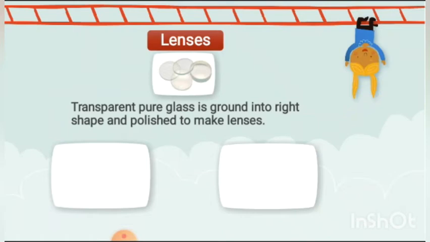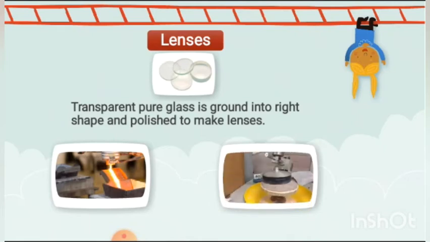How do we make the lens? Transparent pure glass is ground into the right shape and polished to make lenses. So first of all, what do we have to take? Pure transparent glass, which is ground into a proper shape, whatever shape you want to give to that lens, and then you have to polish it and then get lenses.